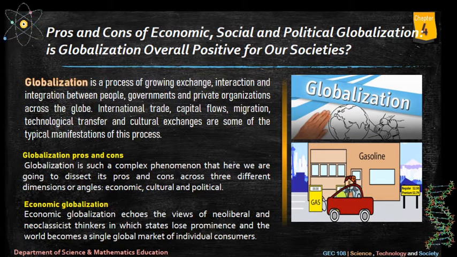Globalization pros and cons. Globalization is such a complex phenomenon that here we are going to dissect its pros and cons across 3 different dimensions or angles: economic, cultural and political. Economic globalization. Economic globalization echoes the views of neoliberal and neoclassicist thinkers, in which states lose prominence and the world becomes a single global market of individual consumers.